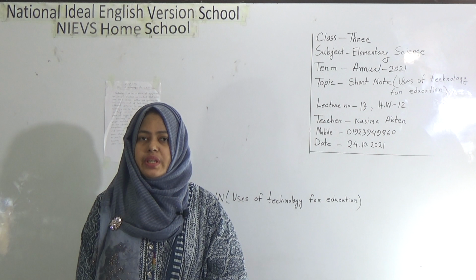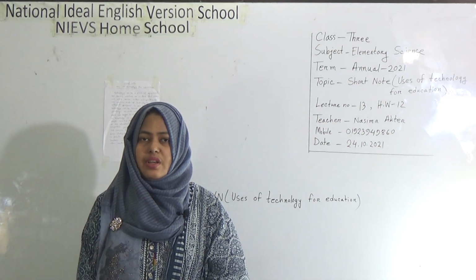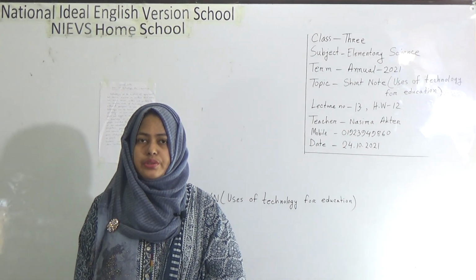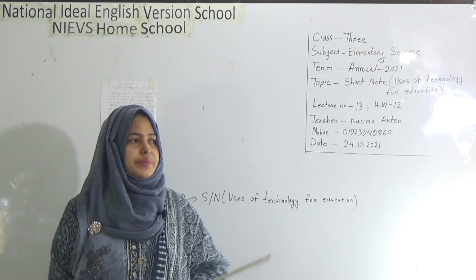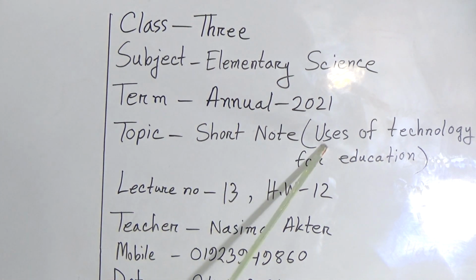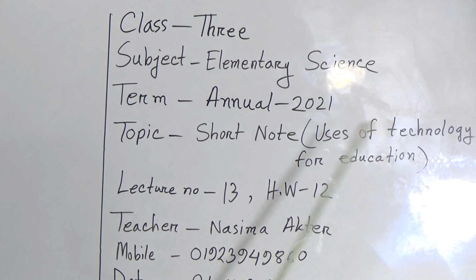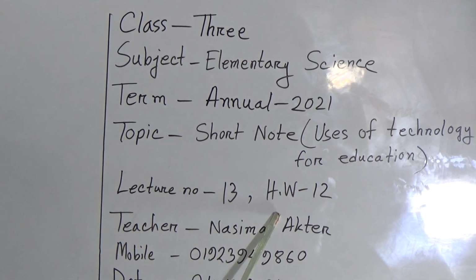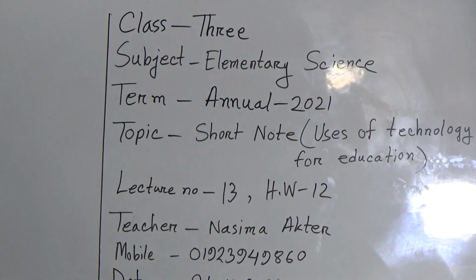Dear students, today I am going to take an elementary science class for class 3 students. Our today's topic is short note. Let's see today's topic from here. Students, our today's topic is short note, and the name of this short note is uses of technology for education, and this is lecture number 13, and our today's HW number is 12 number HW. So dear students, let's begin the class.